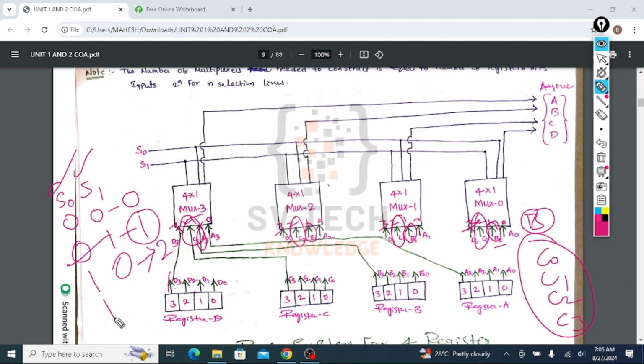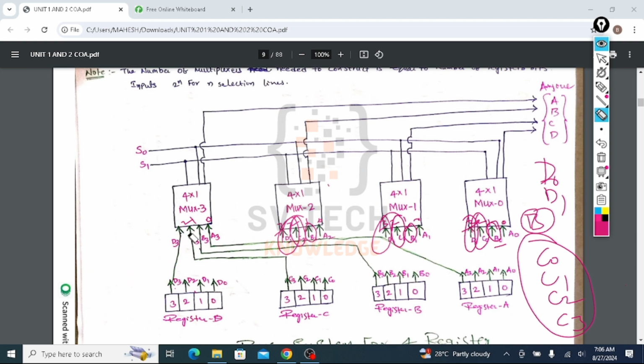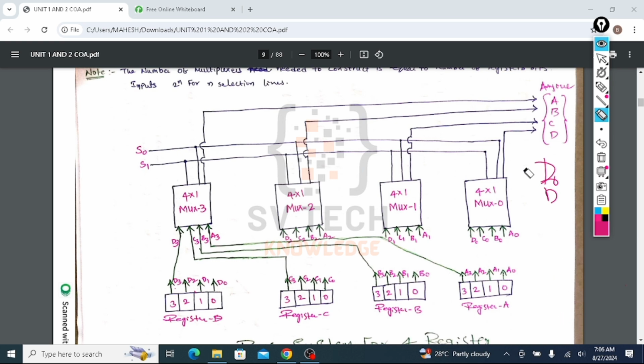If the control signal is 1 1, the equivalent decimal number is 3. The third input of every multiplexer will be selected. That is D0, D1, D2, D3. Like this, one among the 4 registers will be selected through the selection lines S0 and S1, and that register content will be sent to the bus. After that, from that bus, the data will be sent to the required register. Okay, this is a common bus structure using multiplexers.